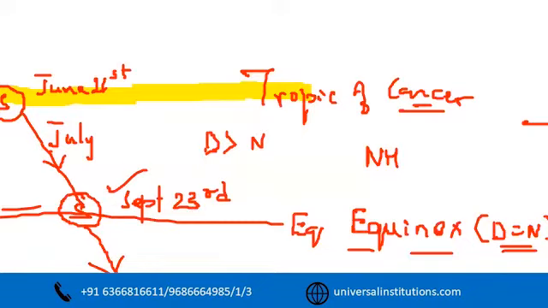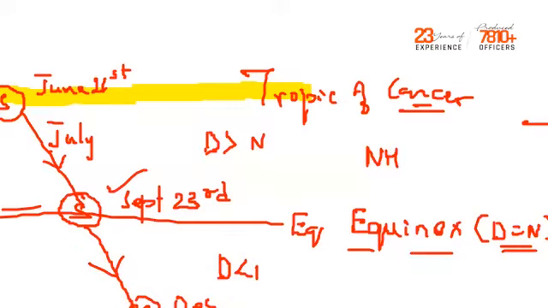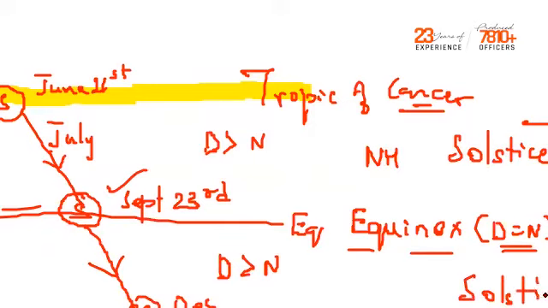What happens when the Sun comes to the southern hemisphere here? Here the days are going to get shorter. Nights will become longer for us. When the Sun comes to the southern hemisphere, please notice, the days will become longer there and night will become shorter for them. So this variation of day and night is called solstice.